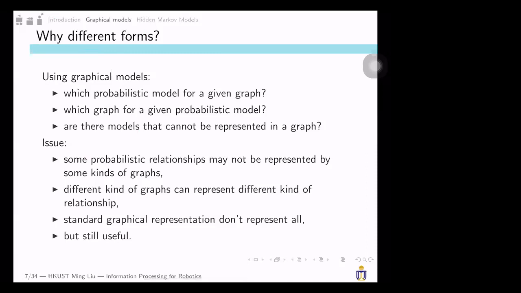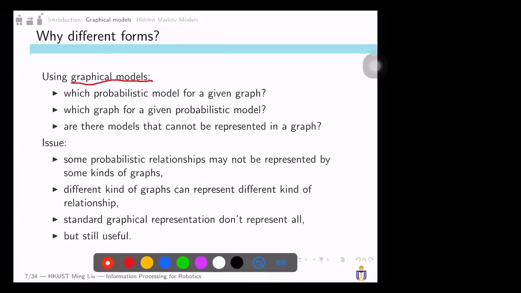We have different forms. If you are provided a graph, you want to know about the algebraic representation. Also, you want to convert something back, right? From the graph, you want to know about the equations, and also from the equations, you want to know about the graph. Also, their models may not be represented in the graph, okay?